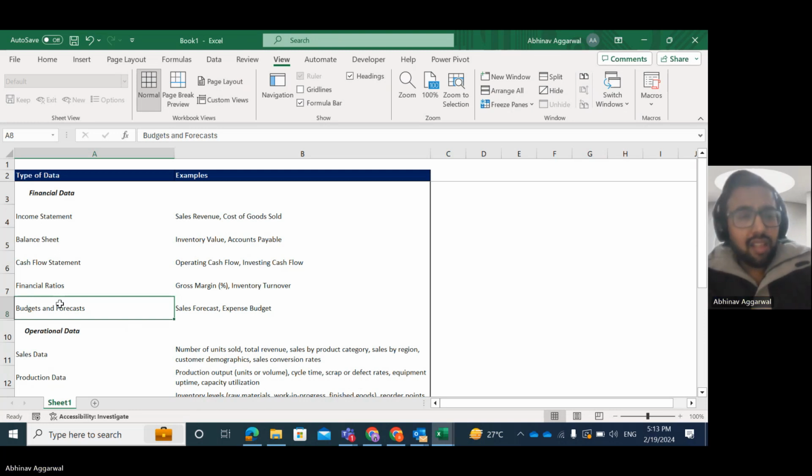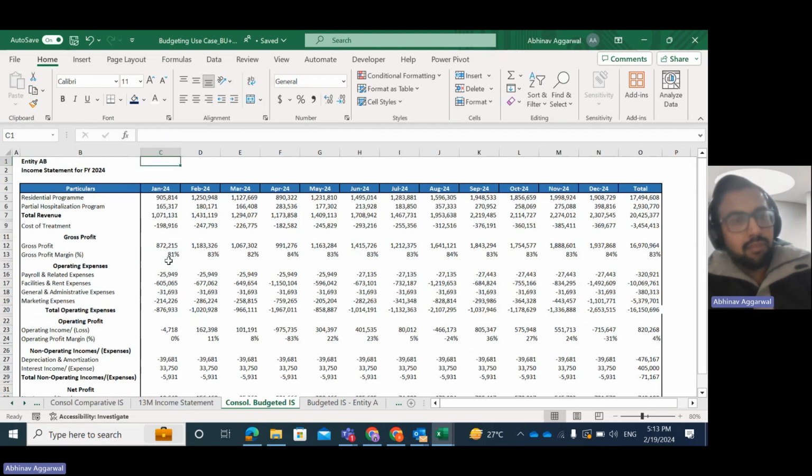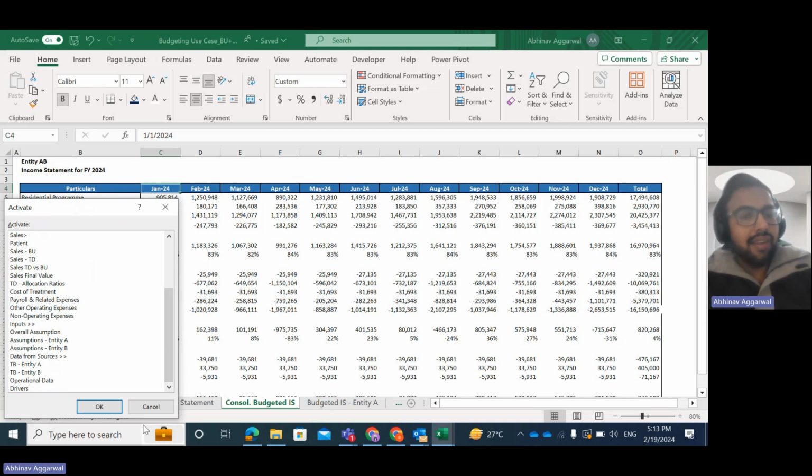Okay, so in our next video, we will be discussing all these sheets in detail. Let me show you one example of a budgeted income statement. So this is a budgeted income statement, but in our next video, we will be discussing all the other sheets, and also we will discuss top down budgeting and bottom up budgeting with a real life example.